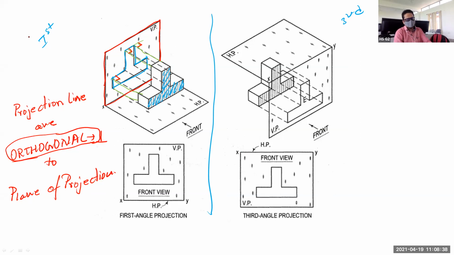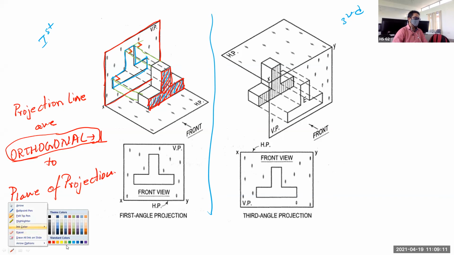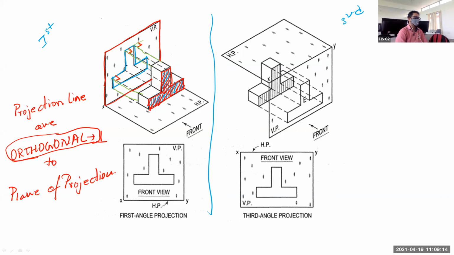Okay. Now, why in engineering do we follow this orthogonal projection? Because you can see here this front view of this object. If your projection lines are parallel to each other and perpendicular to your plane of projection, then only you will get exactly the same size and shape of your original object.